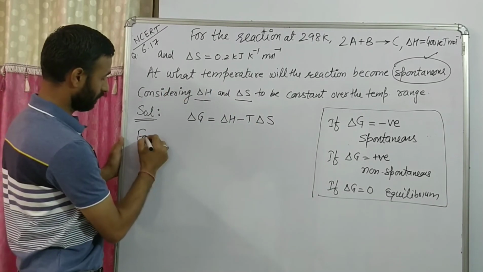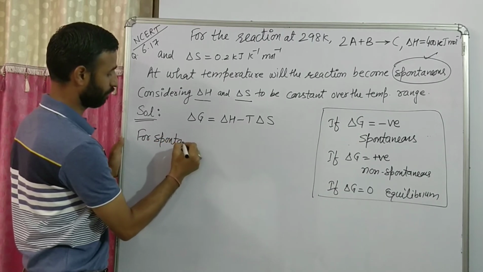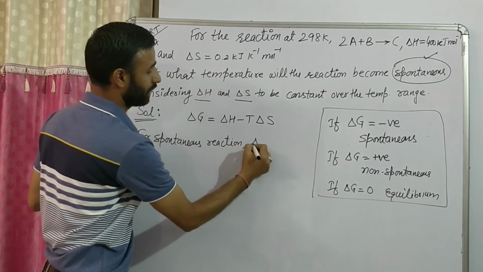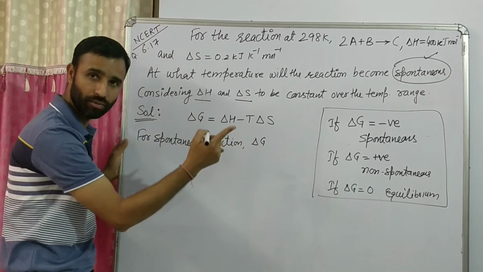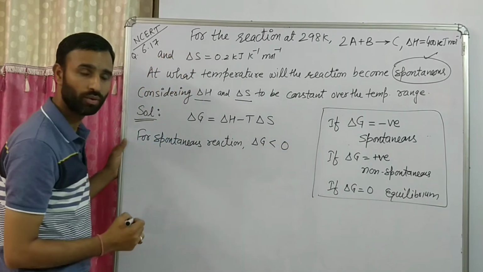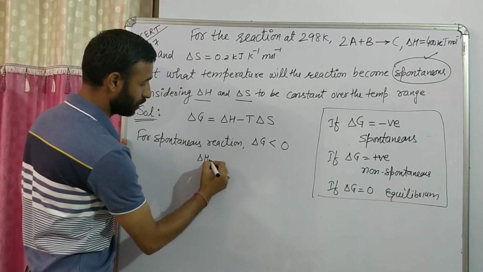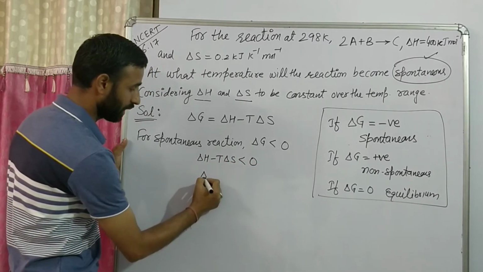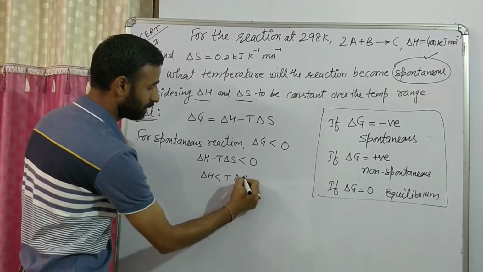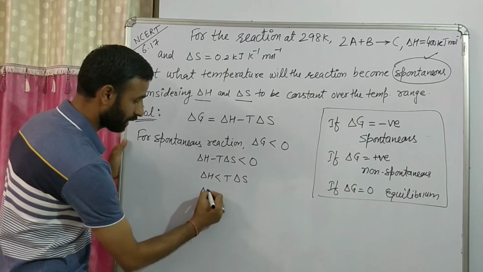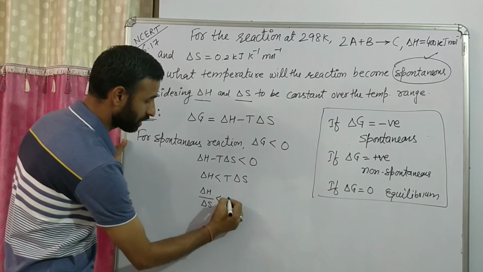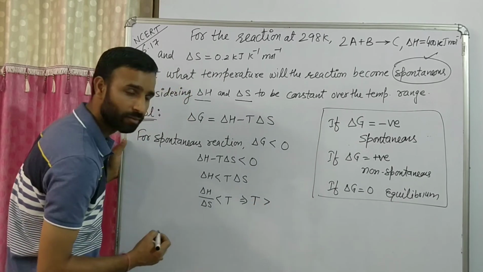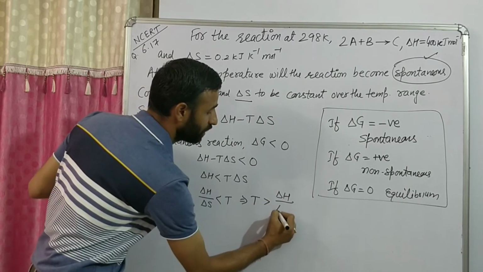Now for spontaneous reaction, delta G should be negative, we can say less than 0. So that implies delta H minus T delta S should be less than 0. Or we can say delta H is less than T delta S, or delta H over delta S is less than T. Or we can write T should be greater than delta H over delta S.